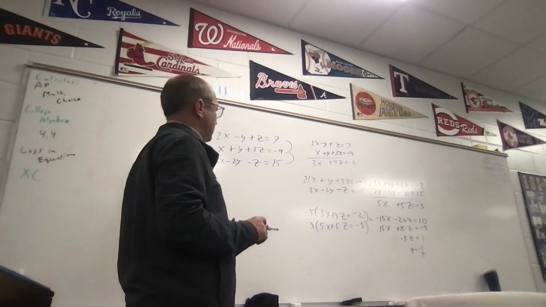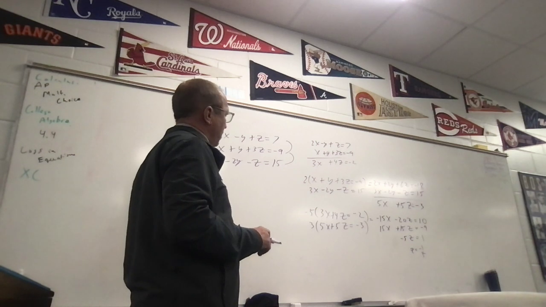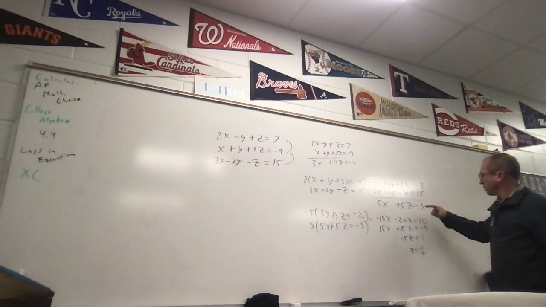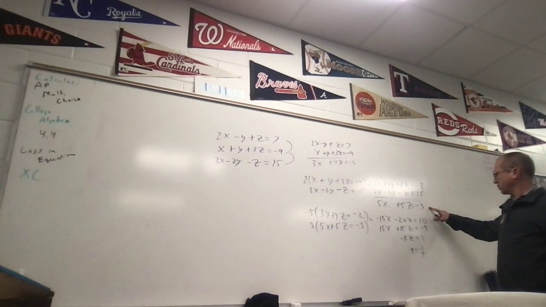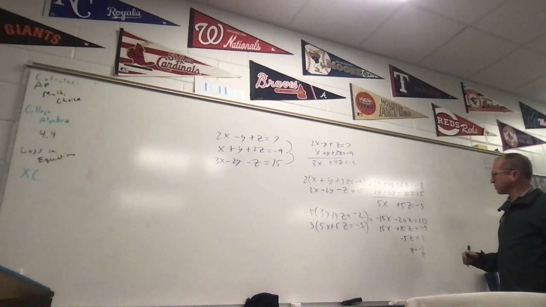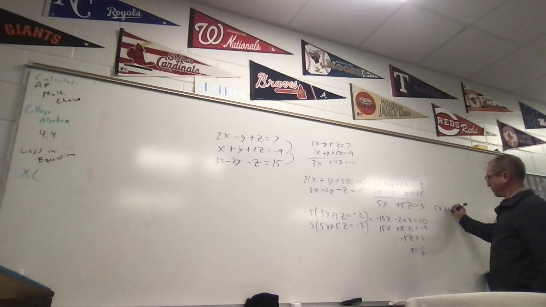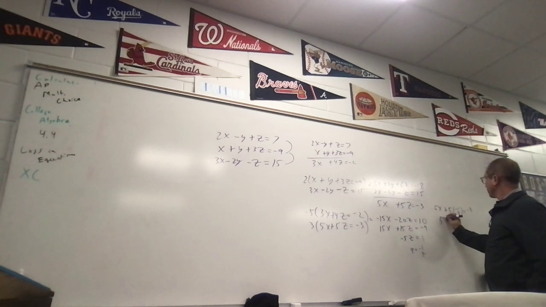All right, so z equals -1/5. Now, I'm gonna take that value and I'll plug it into either this equation or this equation. Doesn't matter, let's plug it into this one. 5x plus 5 times -1/5 equals -3. So 5x minus 1 equals -3. 5x equals -2. So x equals -2/5.